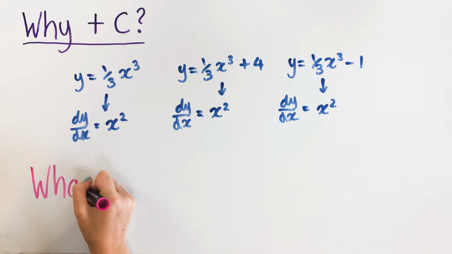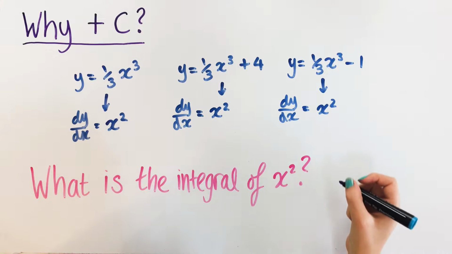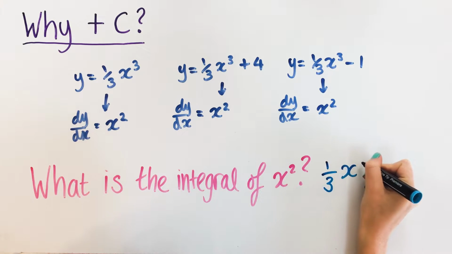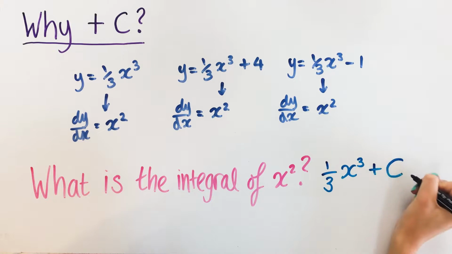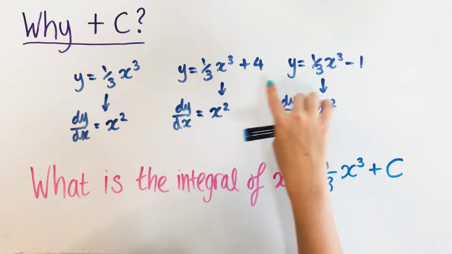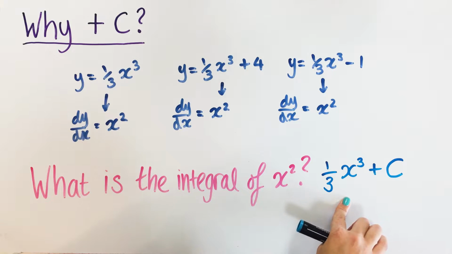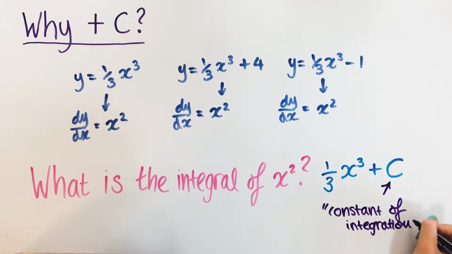So now if we were asked what is the integral of x squared, hopefully you can see that the answer would be a third x cubed plus c. By putting plus c, we're saying that there could have been a constant added to the end of our original function, but we're not sure which one. So by putting plus c, we account for all possible cases. The plus c is known as the constant of integration.